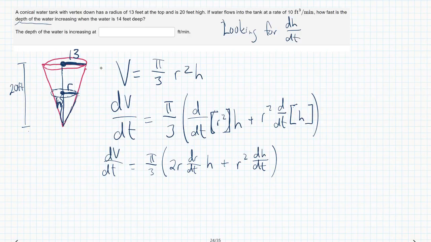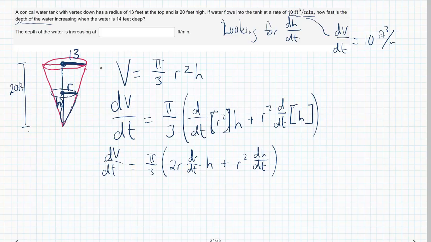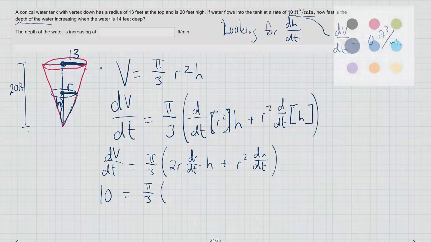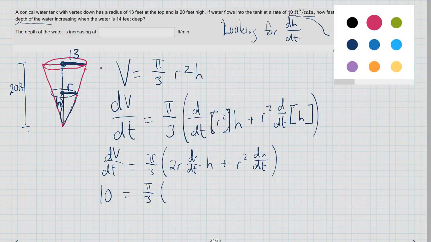Okay, so we're looking for dh/dt. What else do we have, right? And so we know that this 10 cubic feet per minute stands for dV/dt. That equals 10, so we can fill that in. That's 10. But here's the problem. We don't have anything else, right? So we need to do some work here, and how are we going to solve this?